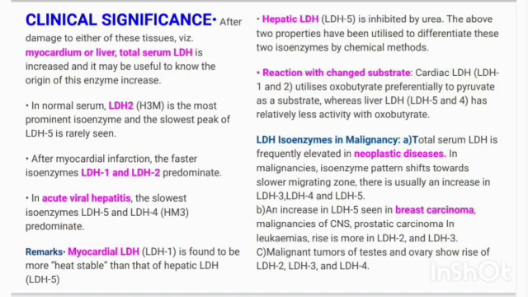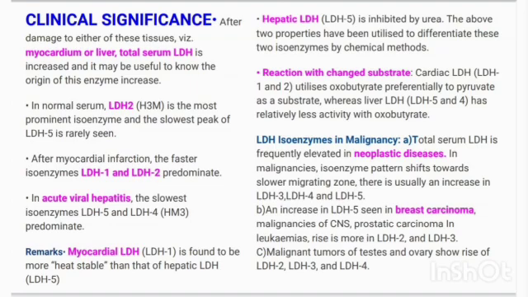Now let us discuss the clinical significance of the picture depicted earlier. After damage to either of these tissues, that is myocardium or liver, the total serum LDH is increased, and it may be useful to know the origin of this enzyme increase. In normal serum, as I told you earlier, LDH2 is the most prominent isoenzyme and the slowest peak of LDH5 is very rarely observed. After myocardial infarction, the faster isoenzymes, that is LDH1 and 2, predominate. In acute viral hepatitis, the slowest isoenzymes, that is the liver fraction LDH5 and LDH4, predominate.